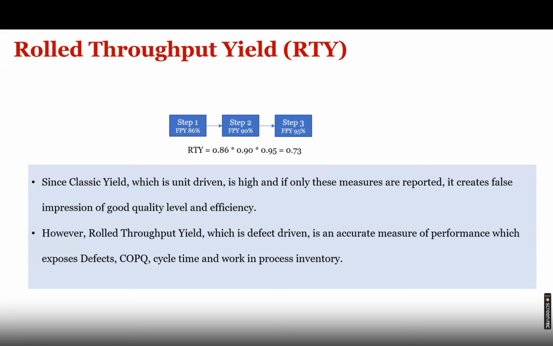Rolled throughput yield or RTY. Rolled throughput yield is calculated as a product of the first pass yield of each step. Say step 1 first pass yield is 86%, step 2 first pass yield is 90%, step 3 first pass yield is 95%. So 0.86 into 0.90 into 0.95, we have 0.73. So the rolled throughput yield across all these three steps will be 0.73 or 73%.